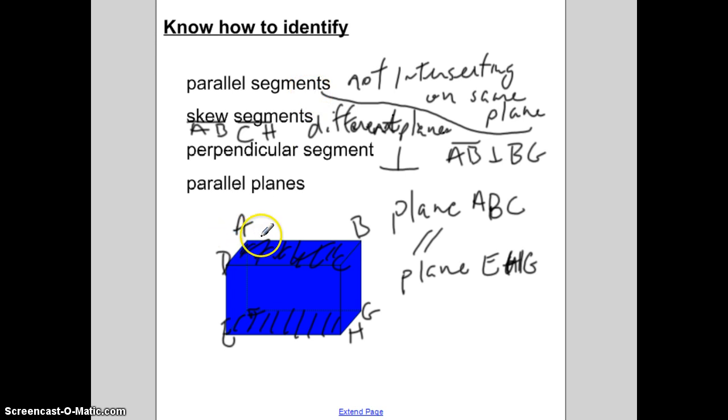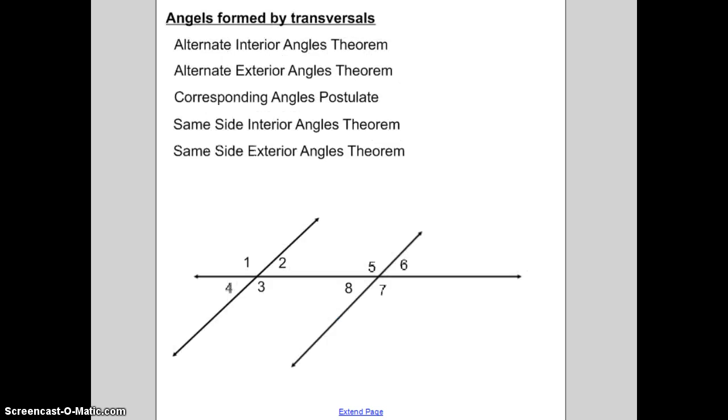Parallel segments are on the same plane but will never intersect. So AB and DC is an example of parallel segments. Alright, that's that. Watch it a few times if you need to.